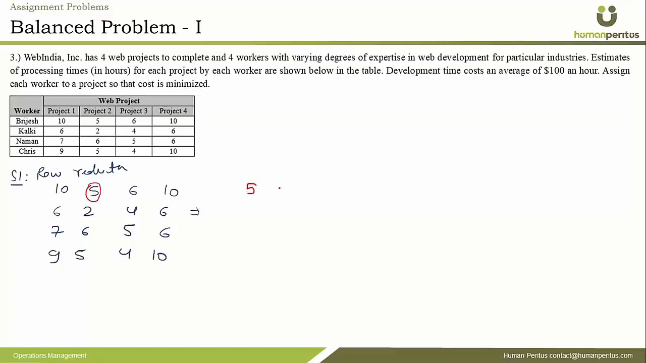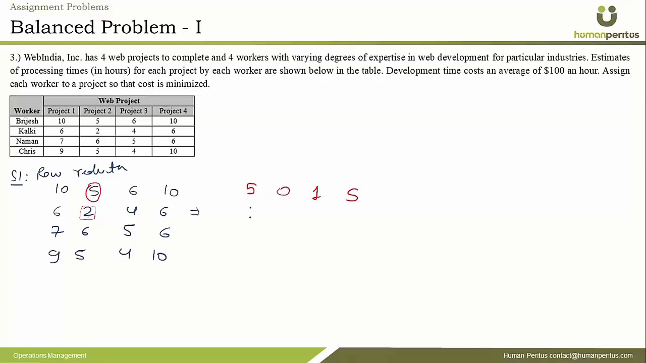So 5 minus 5 is 0. 5 minus 6 is 1. 10 minus 5 is 5. Okay, we will only take positive values. Now we will again identify the smallest value, and we will do the same thing for the rest of the rows.